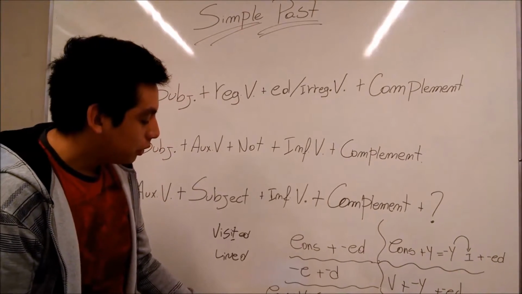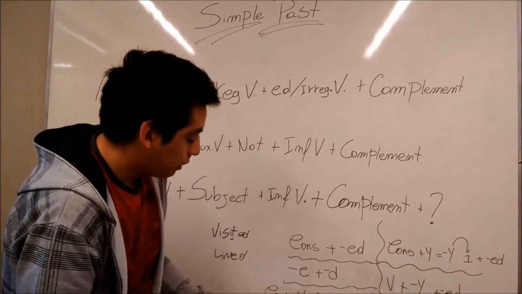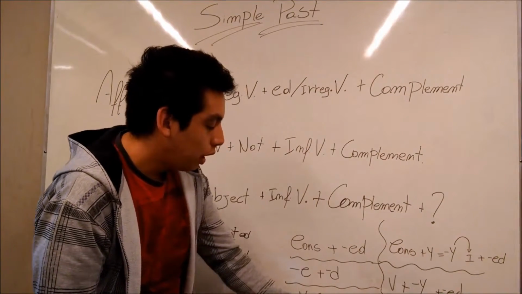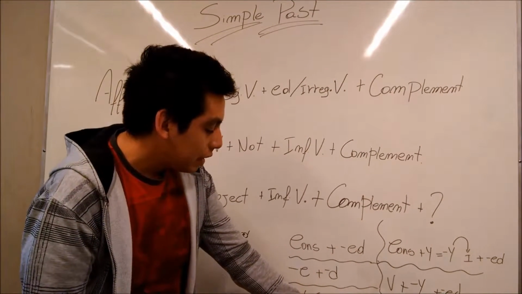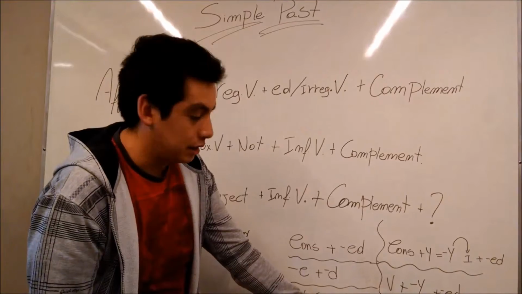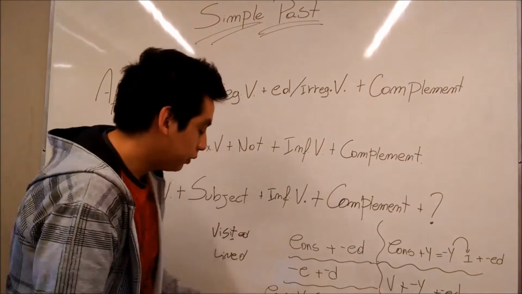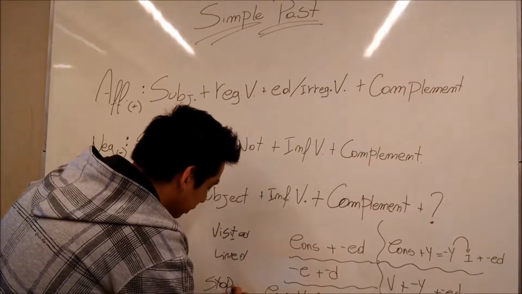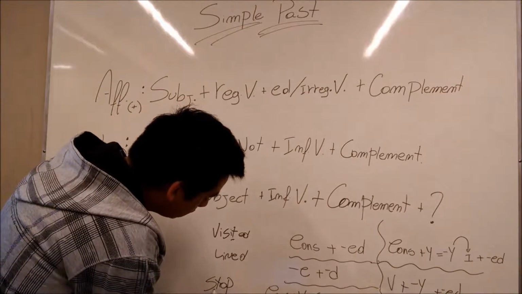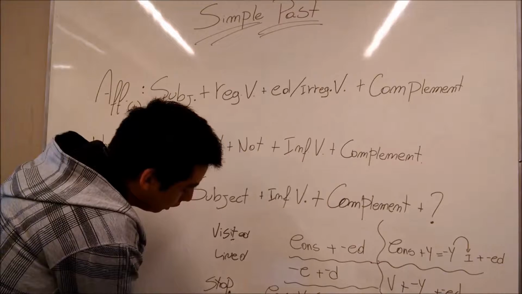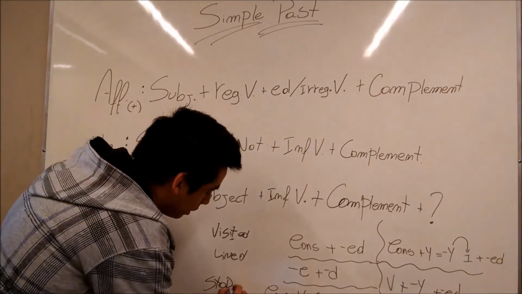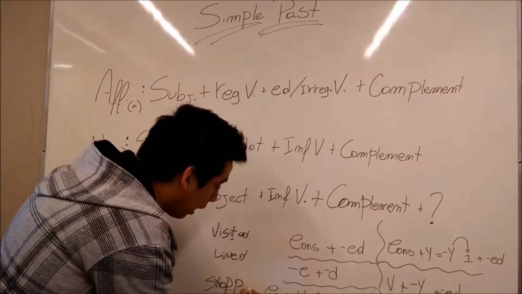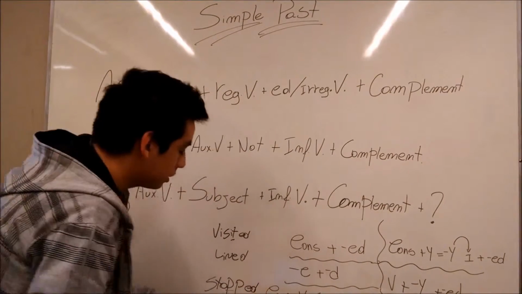When our verb has a consonant, a vowel, then a consonant, we have to duplicate the last consonant and add ed. For example, stop. It has a consonant, a vowel, and a consonant. So we duplicate the last consonant and add ed. Stopped.